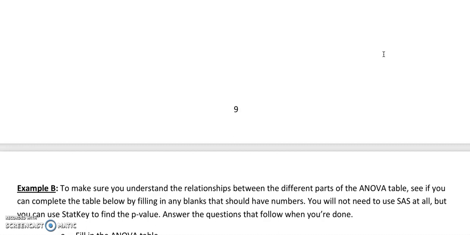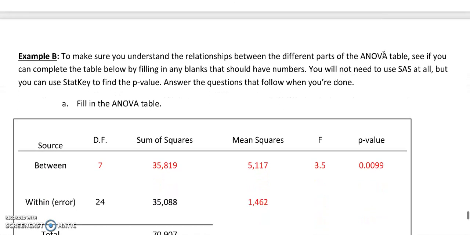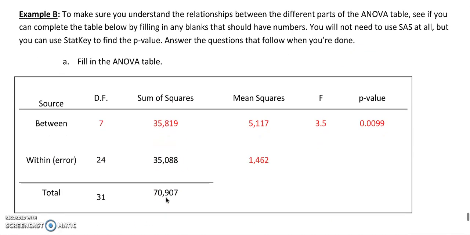I'm giving you a few more seconds to do that, and then I'll walk through how I filled in the answers here. But try it on your own. So here is the completed table. The ones that are in black are what was given to you. The ones that are in red are things that I filled in.